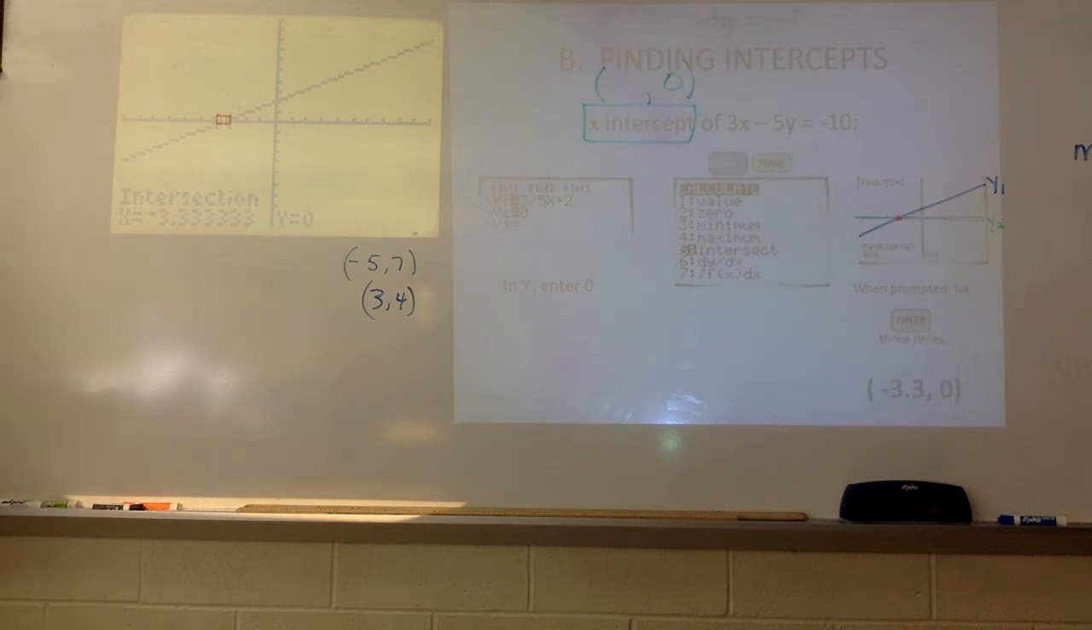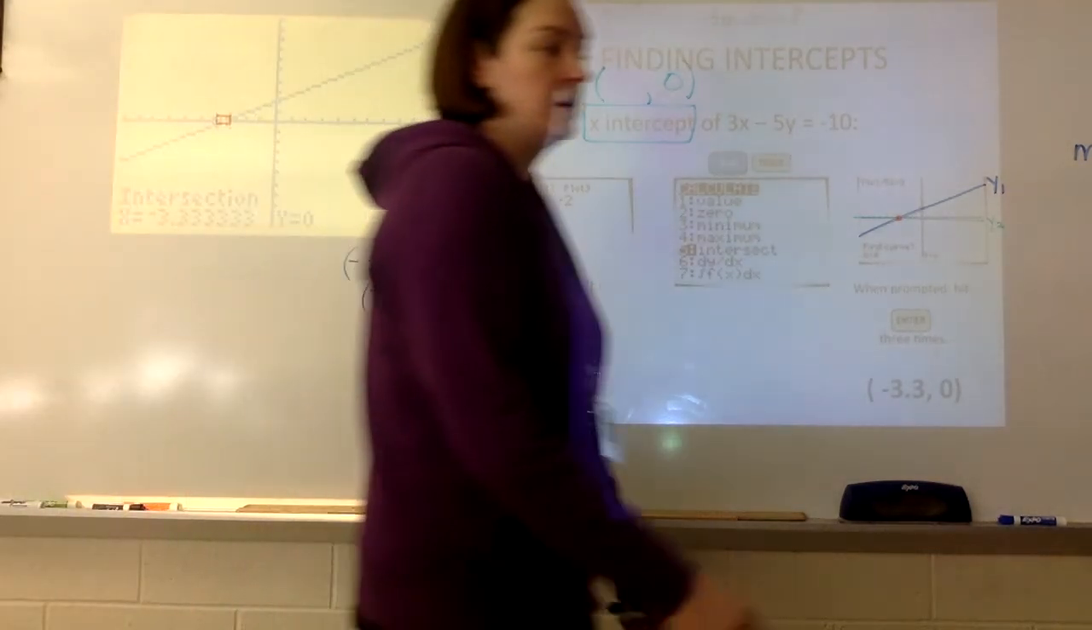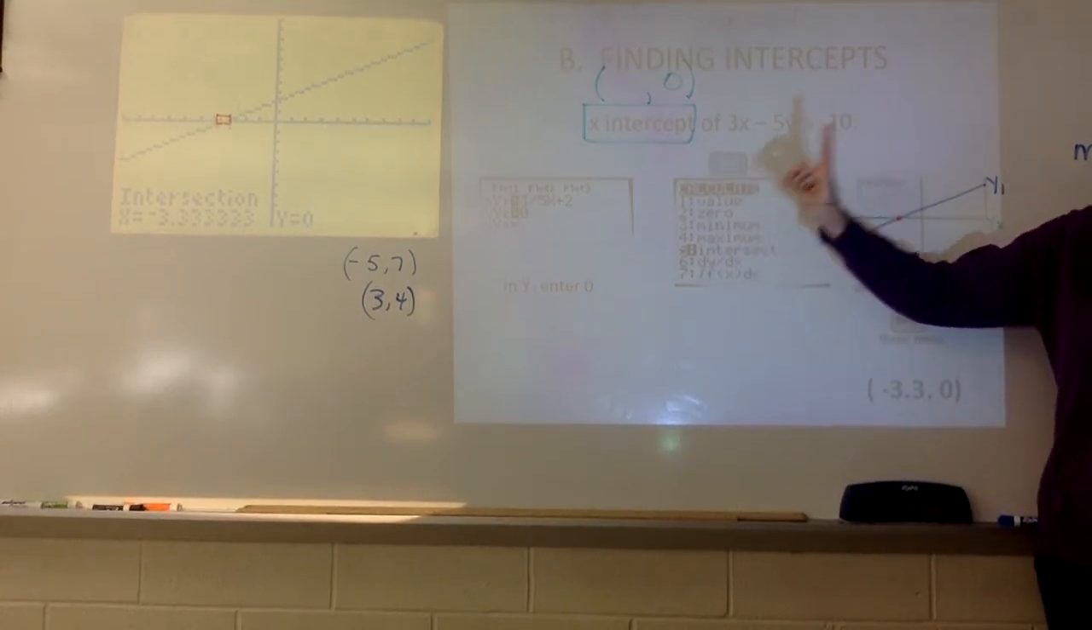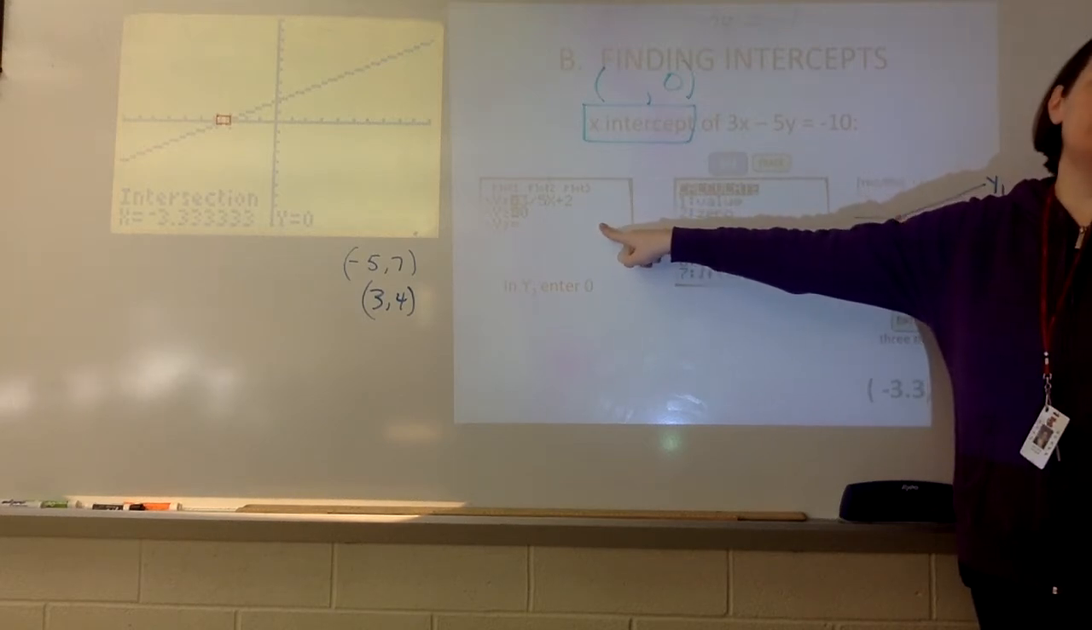Two totally different procedures to find the intercepts. No shortcuts, sorry to say. Wait, can I just go over what I just said? Yep. So you do second trace, and then you go into intersect. You have to go to y2 first. y2, put in 0.